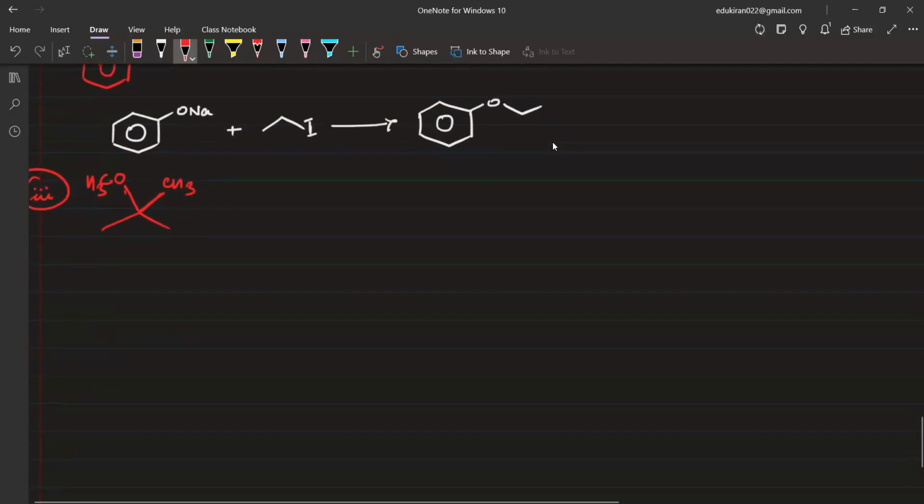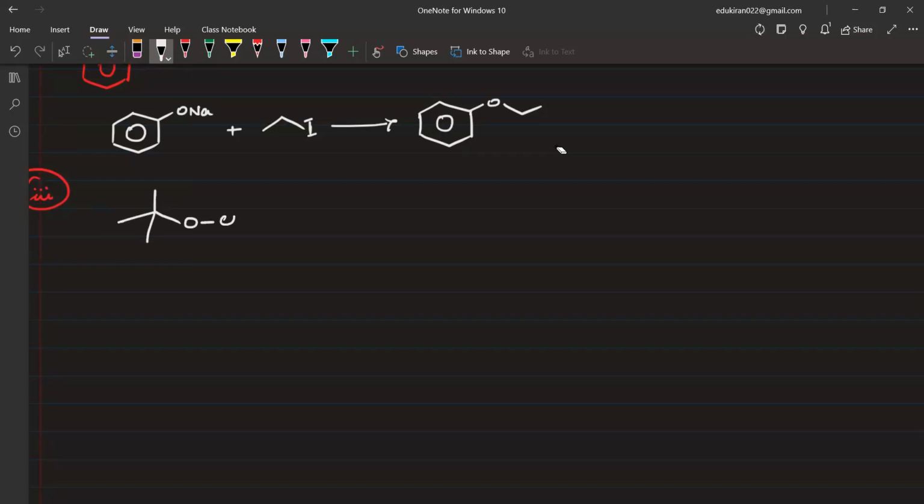Now we have here, let me make it a bit properly, okay? This may look a bit confusing to you guys. So I should make it like this. So I have 3 carbon atoms like this. As you can see, this is my 3 carbon atoms.